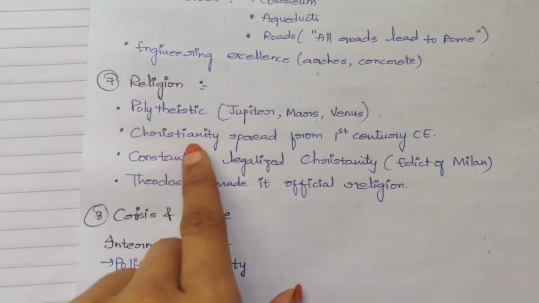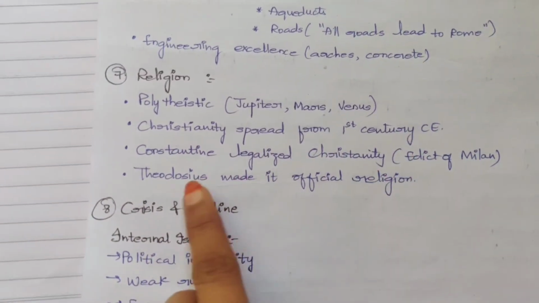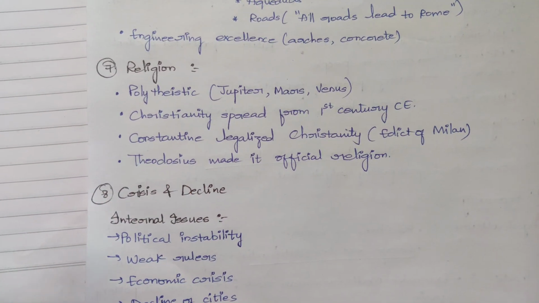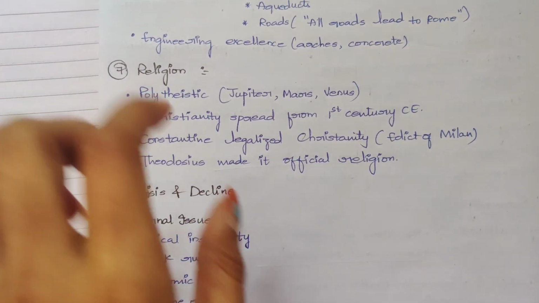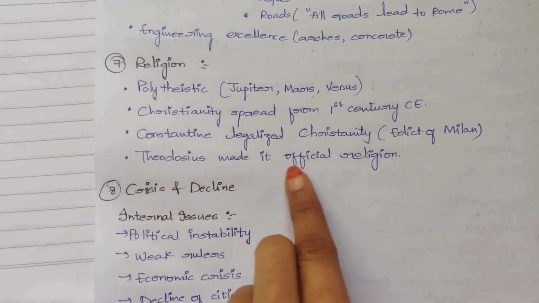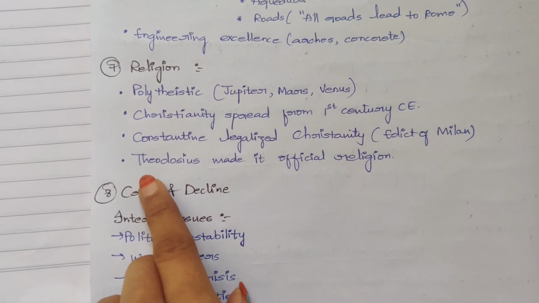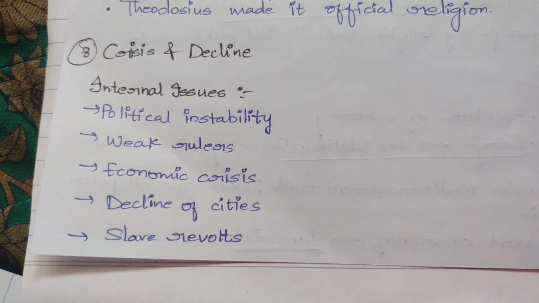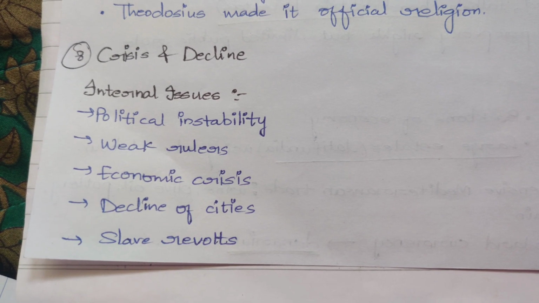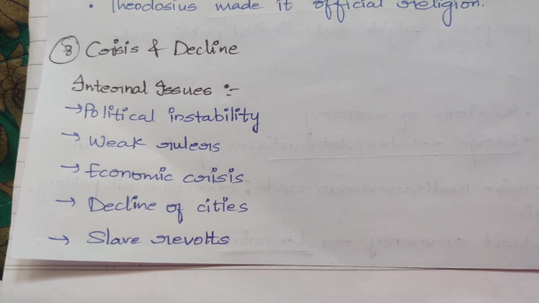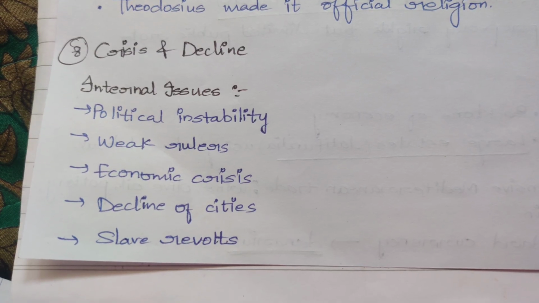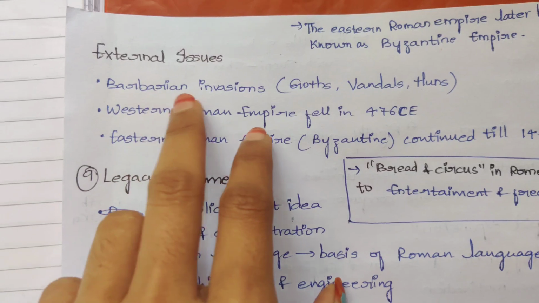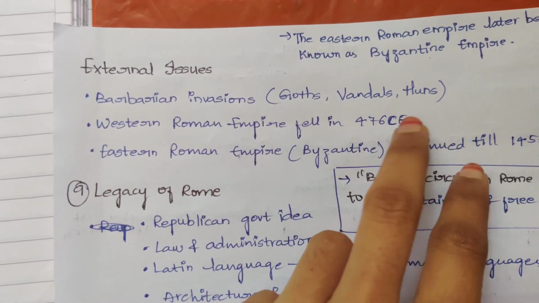Okay. And next, Christianity spread from 1st century CE, and Constantine legalized Christianity, which means there was a constant spread of Christianity. Theodosius made it the official religion. Theodosius means giving to the god. Next, crisis and decline. Internal issues: political instability, weak rulers, economic crisis, decline of cities, slave revolts. Next, external issues, barbarian invasions, Goths, Vandals and Huns.